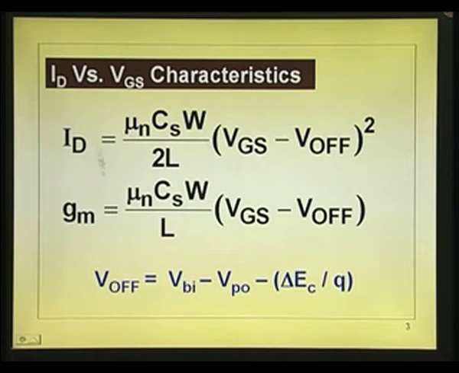Delta ID by delta VGS is actually this quantity, this gm. Compared to the MOSFET, you can see that even at room temperature, this factor for an n-channel MOSFET is about 1000 mobility, all in centimeter square per volt second, and this will be at least close to 10,000, at 8,500, 9,000, that range. Very high.